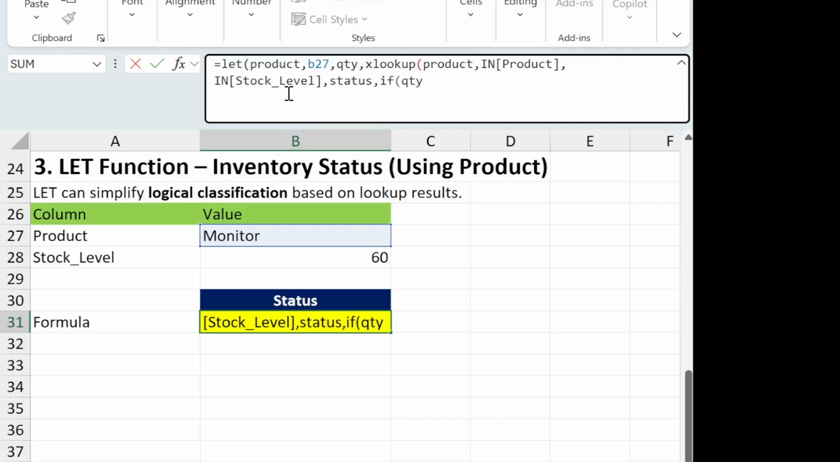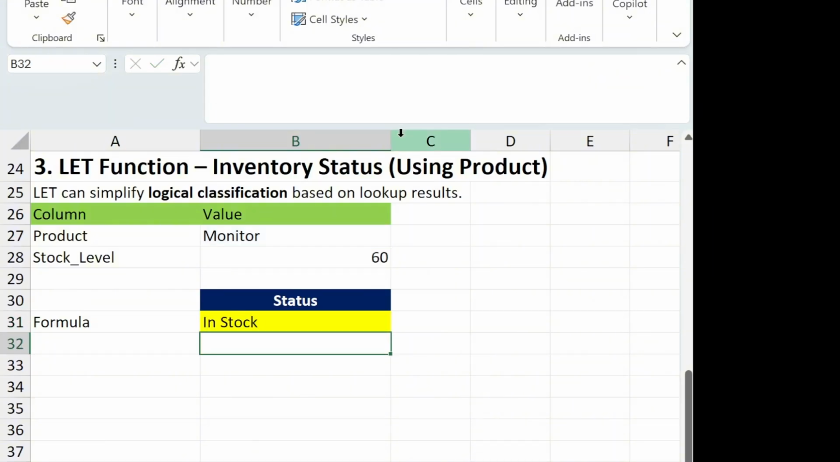In this example, the stock level for the Monitor product is 60. Because the quantity is greater than 0, the LET formula returns the result In Stock. This demonstration shows how LET can be used to build inventory alerts, dashboard indicators, and warehouse reporting logic.